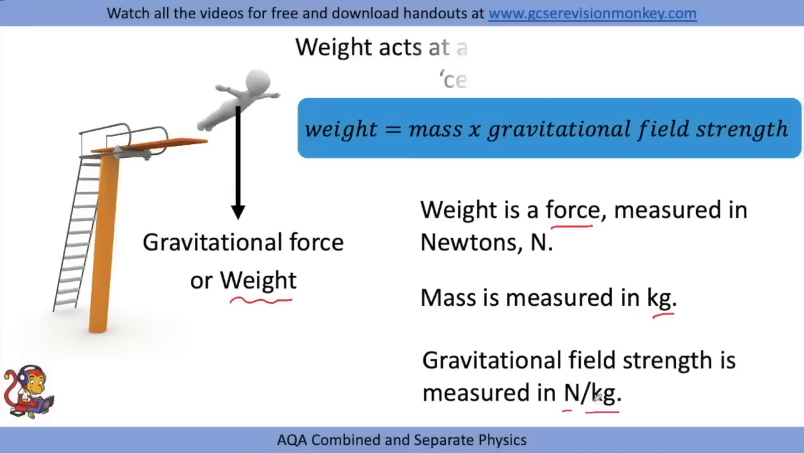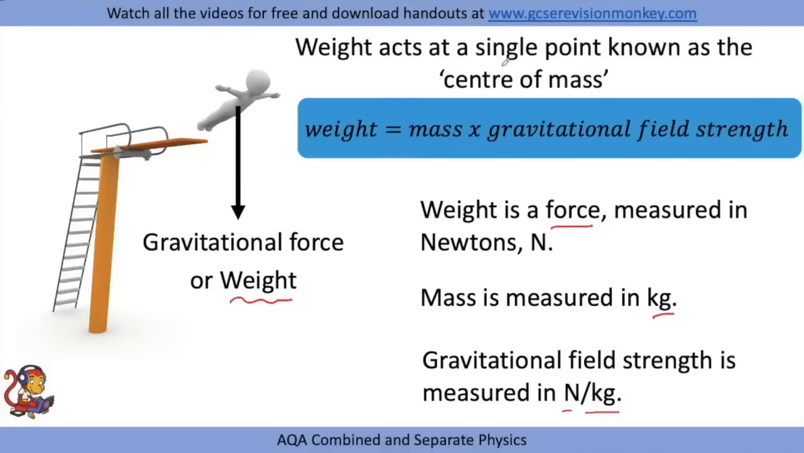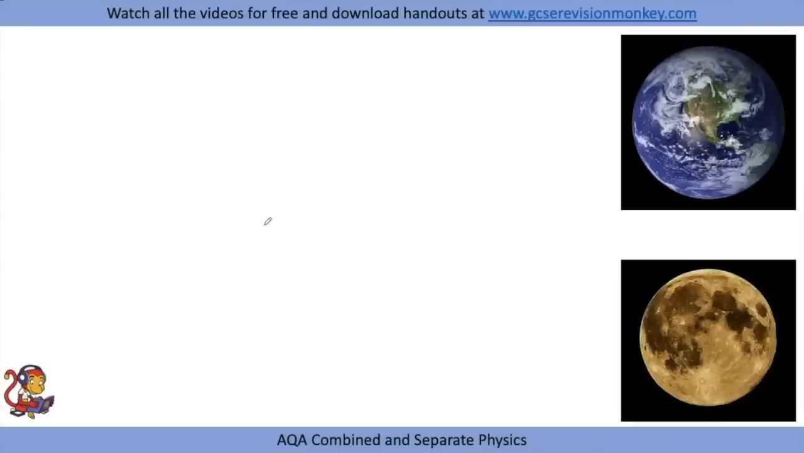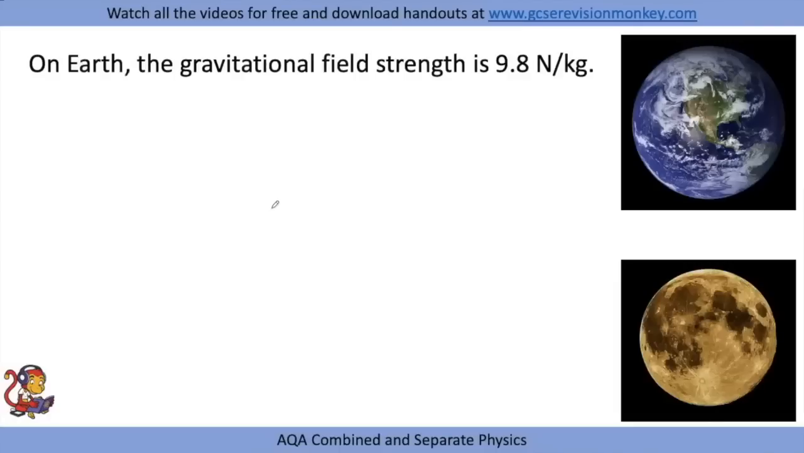The weight acts at a single point known as the centre of mass of an object. So here, for example, in this person, this could be the centre of mass of that person. It's quite difficult to work out for irregular shaped objects where the centre of mass is, but that's where the weight will be acting downwards. On Earth, the gravitational field strength is 9.8 newtons per kilogram, sometimes rounded up to 10.